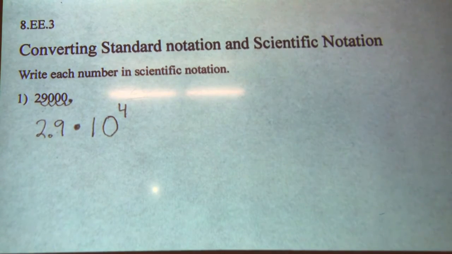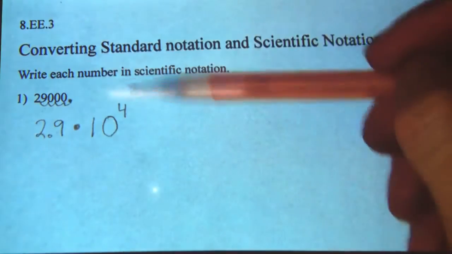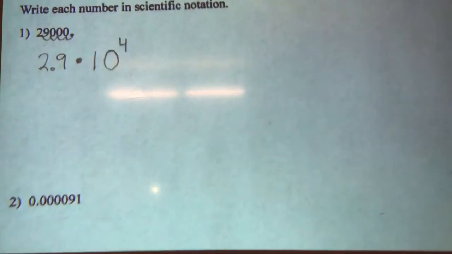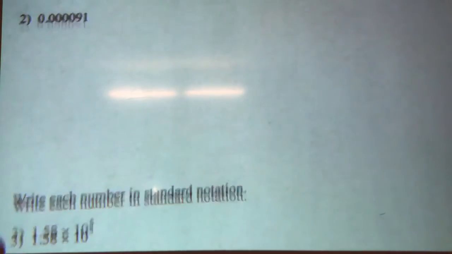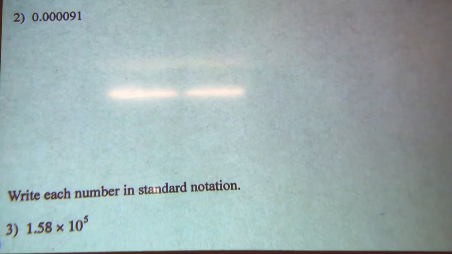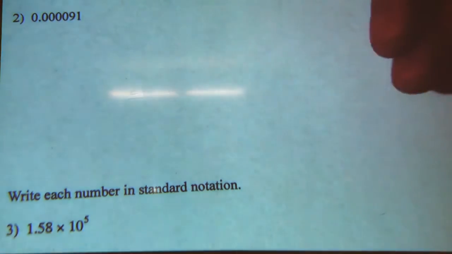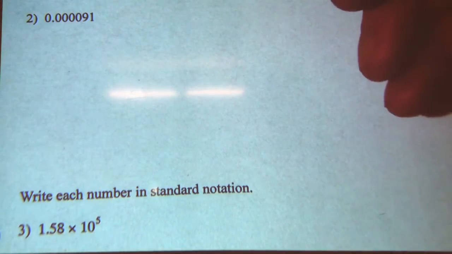So let's do another example. That was a large number, right? 29,000 is a number with a large value. Let's look at a number that has a small value. We can see here 0.000091. So let's change this very small number into a number written in scientific notation.